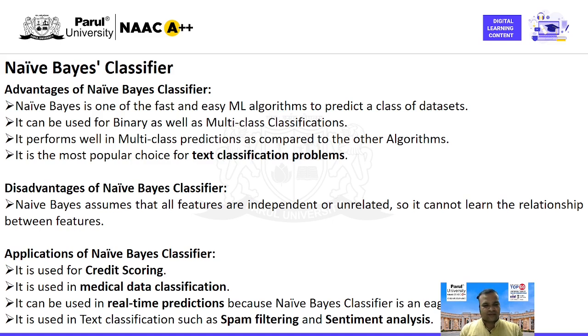Application of Naive Bayes classifier. It is used for credit scoring. It is used in medical data classification. It can be used in real-time prediction because Naive Bayes classifier is an eager learner. It is used in text classification such as spam filtering and sentiment analysis. These are the basic applications where we use Naive Bayes classifier.